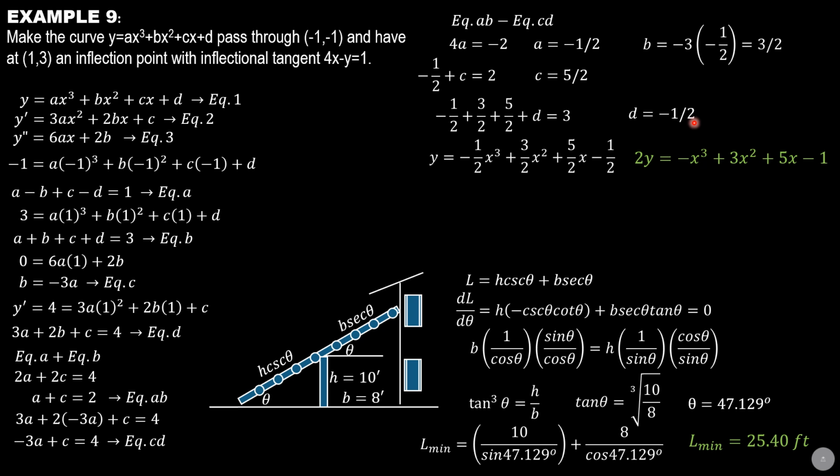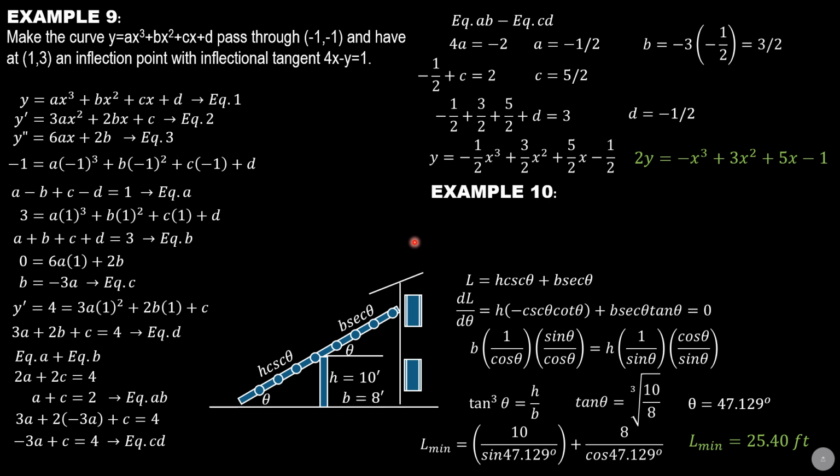The equation of the cubic therefore is y equals a x cubed, negative 1 half x cubed, plus b, 3 halves of x squared, plus c, 5 halves of x, plus d, which is negative 1 half. Multiply everything by 2, so the equation of the cubic is 2y equals negative x cubed plus 3x squared plus 5x minus 1.